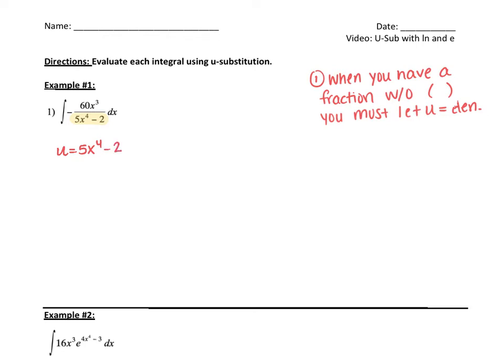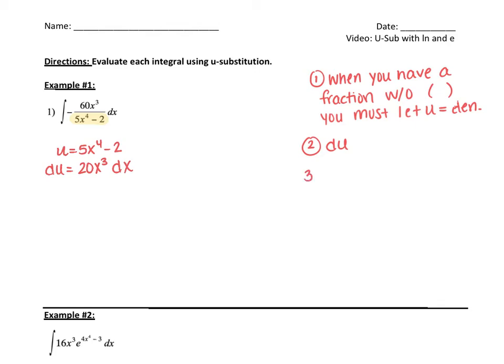And then just like we did for u substitution the first day, our second step is going to be to find du. So let's take the derivative of both sides. The derivative of u is du. The derivative of 5x to the fourth is 20x to the third. The derivative of a constant is 0. And we have to put dx because we're taking the derivative with respect to x.